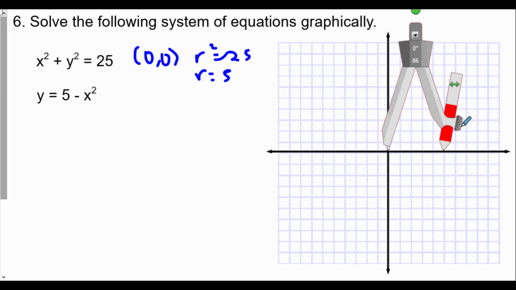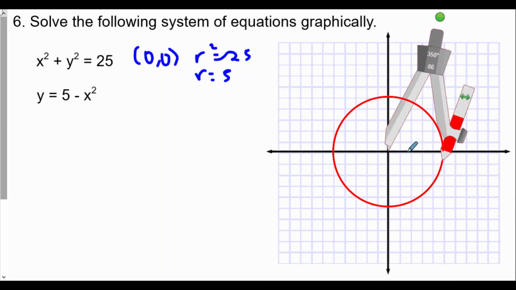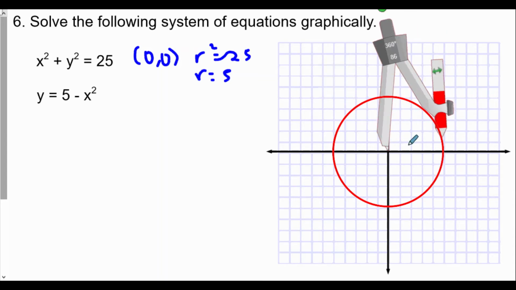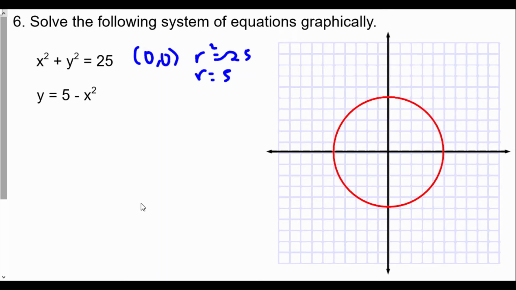So it's about 5 here. Once you open 5 units out, you're just going to draw a circle. There you go. Let me get rid of my compass here. So that's my circle: put the needle on the center, open up for the length of the radius, and make a circle.